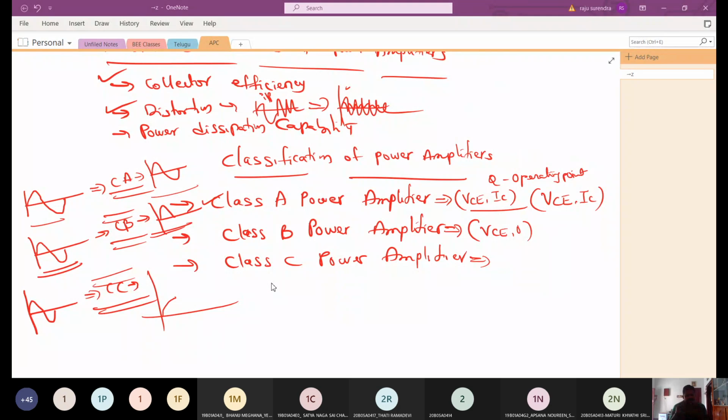This is the introduction to power amplifiers. From the next class onwards, we will concentrate on each and every type of power amplifier. Then we will analyze every power amplifier.